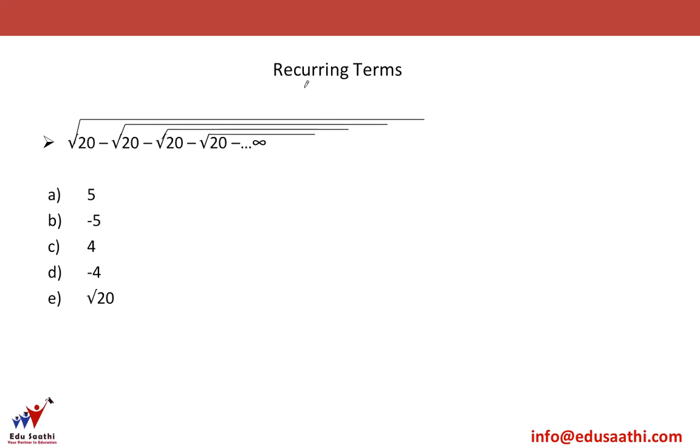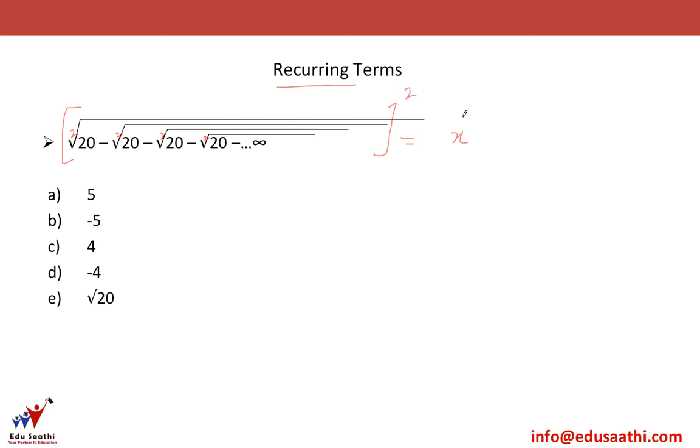Let's try these kind of questions wherein we have recurring terms. So I have the square root of 20 minus the square root of 20 minus the square root of 20 and so on till infinity. So how do we solve these kind of questions? I'll equate this entire thing to x. Now what I'll do is I'll square both the sides. I'm squaring this because this is the second root of 20 in the entire question. If it was the third root, I will cube it.